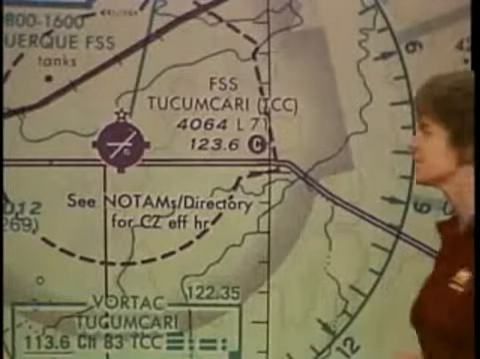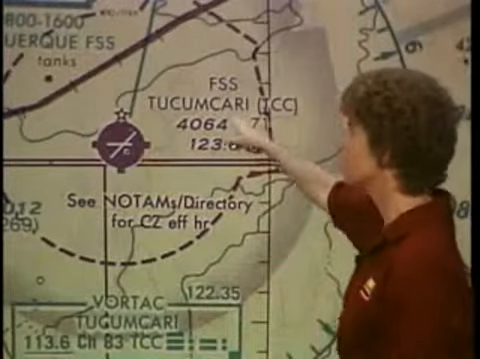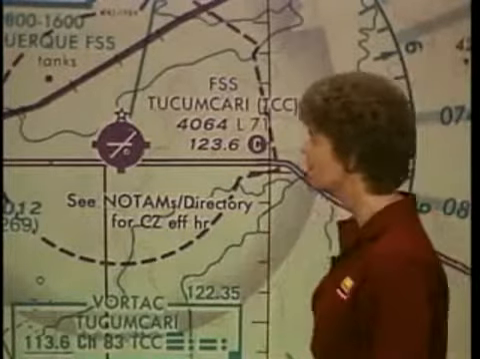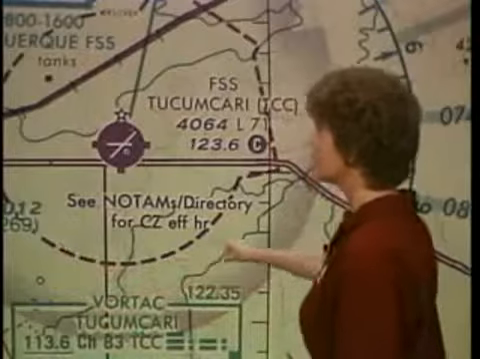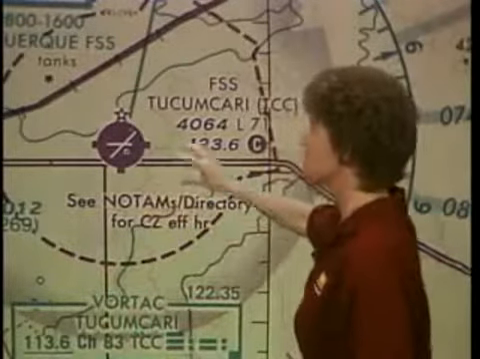Now take a look at this sectional chart with the Tucumcari Airport. Notice that Tucumcari does not have a control tower, but it does have a flight service station. And around Tucumcari is surface area Class E airspace. And we know that because of the dashed magenta line around the airport area. That is one of the places where special VFR is allowed.